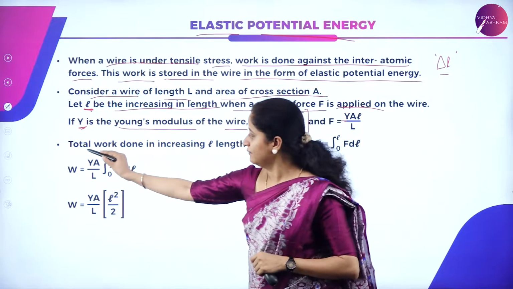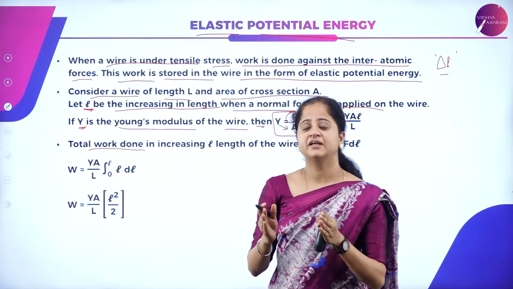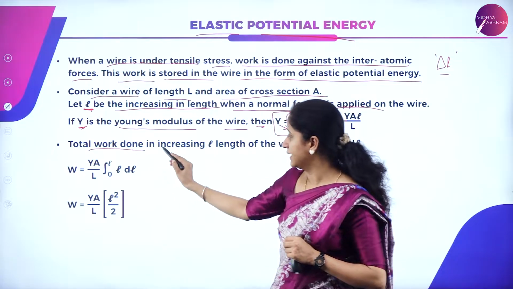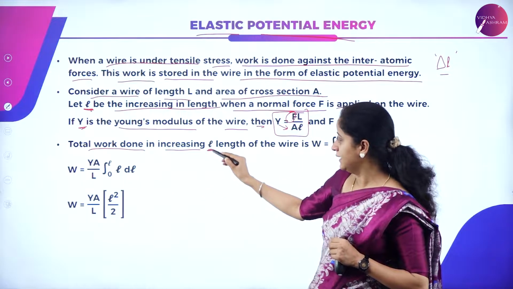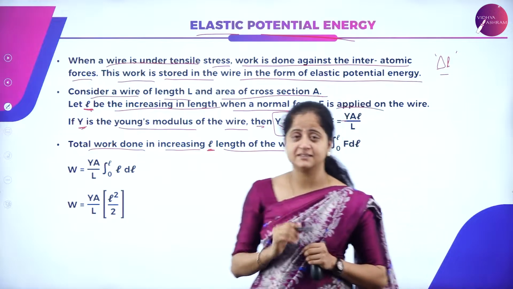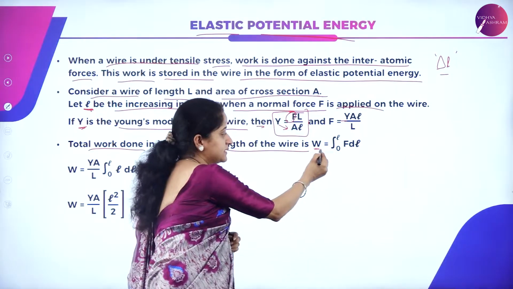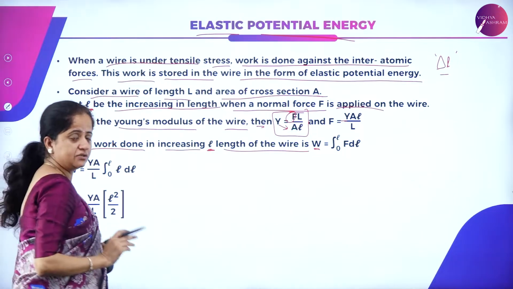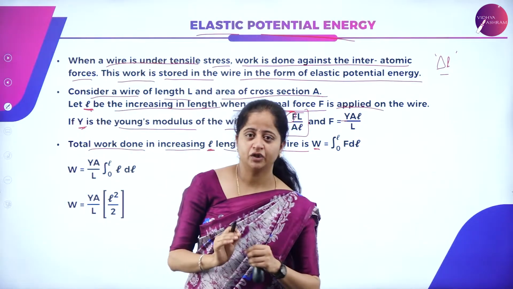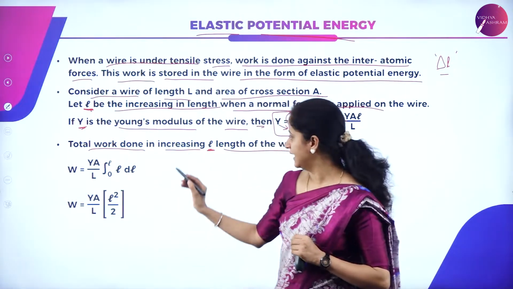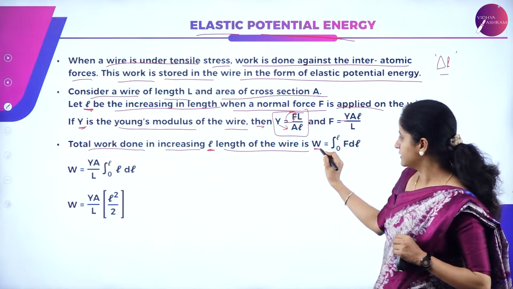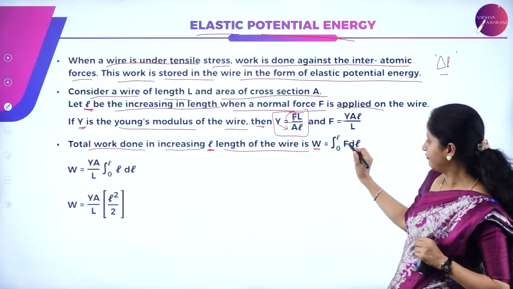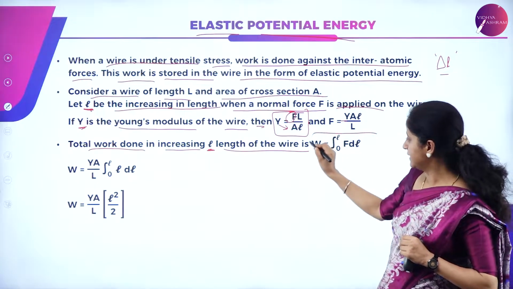Now, the total work done. What is the total work done in increasing length of a wire? Let us see. So, the total work done in increasing L length of the wire is given by W is equal to integral of 0 to L. So, now to calculate total work done in increasing length, we have W is equal to integral of 0 to L F into DL. What does it mean?